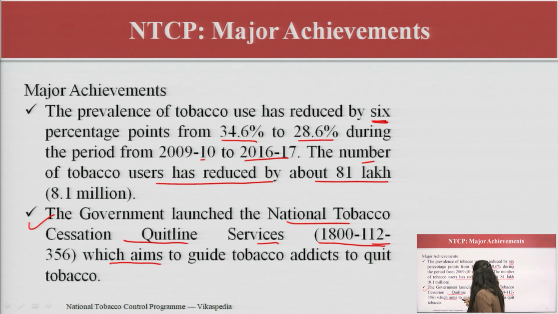So, this basically aims to guide tobacco addicts to quit tobacco. There is some plan, because if someone stops it abruptly, there are some withdrawal symptoms. So, it is very difficult to stop abruptly. There should be a proper plan and a proper strategy on how to reduce it. So, there is one number launched by the government, and you can see the number on these slides as well.